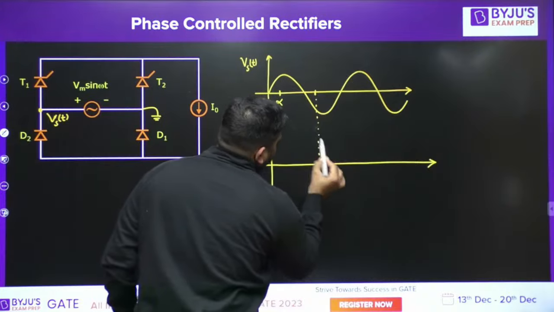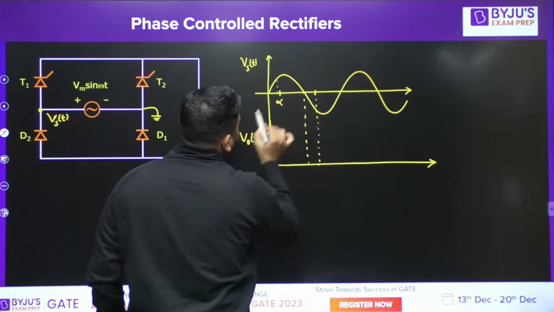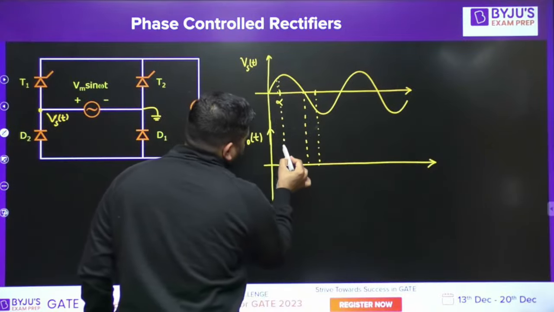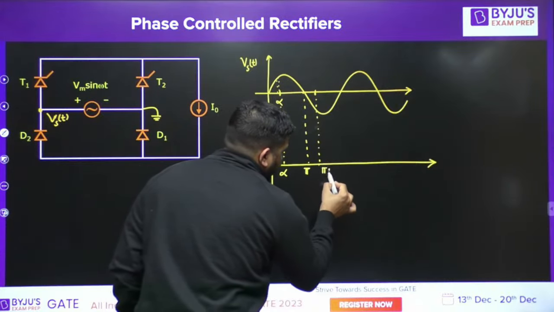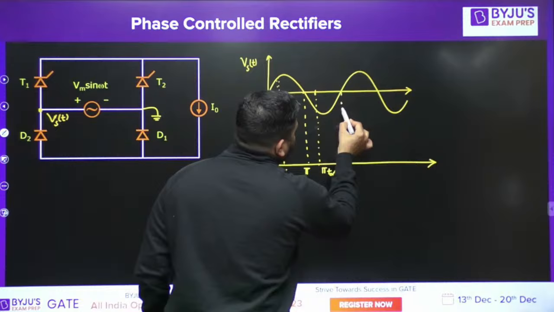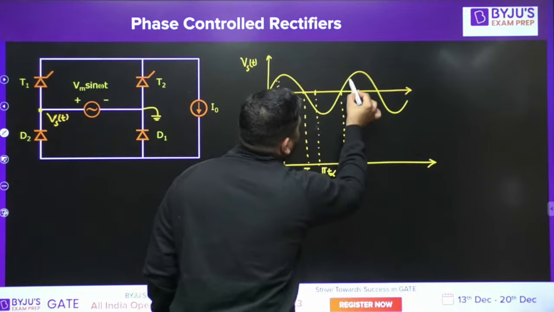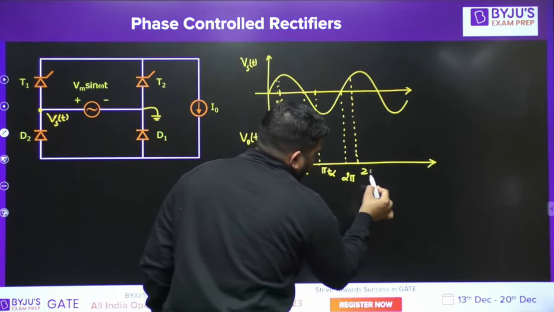Let me take these points. This is firing angle alpha. This is pi. This is pi plus alpha. And this point is 2 pi. This is 2 pi plus alpha.